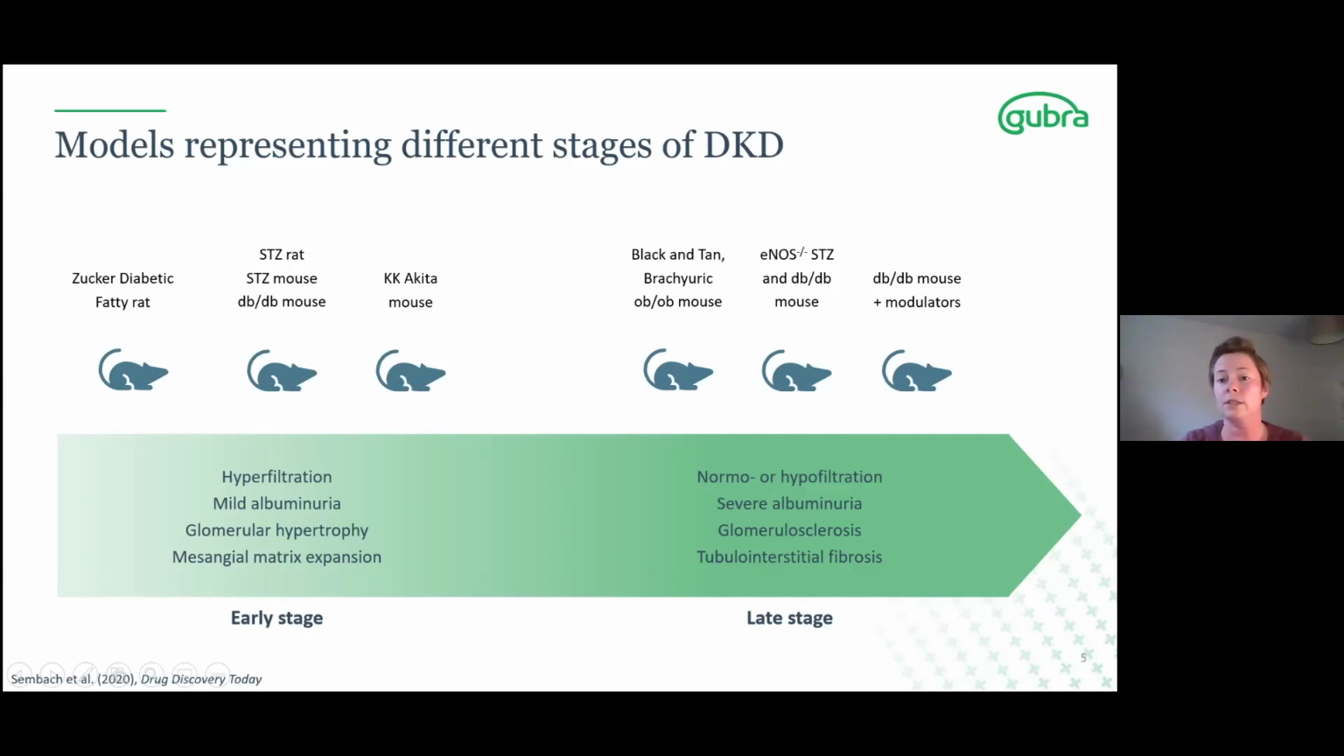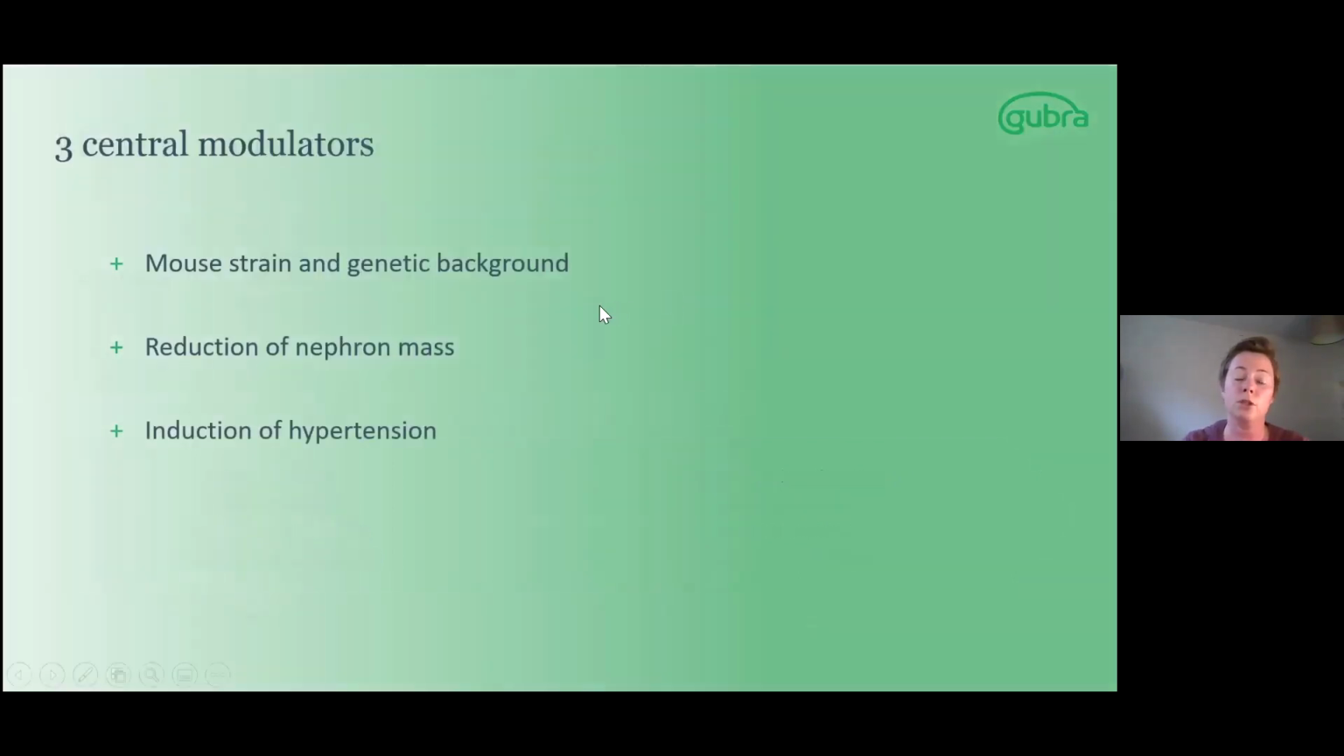So based on this, I'll now give you an example of how we can improve the translatability based on the DBDB mouse model of type 2 diabetes, using various modulators of disease. The modulators that I'm going to address here are mouse strain, and thus the genetic background of the mice. I'm going to talk a bit about how we can reduce the nephron mass to put stress on the remaining kidney mass. And then finally, I'm also going to talk about how we can induce hypertension as a third modulator of kidney injury.